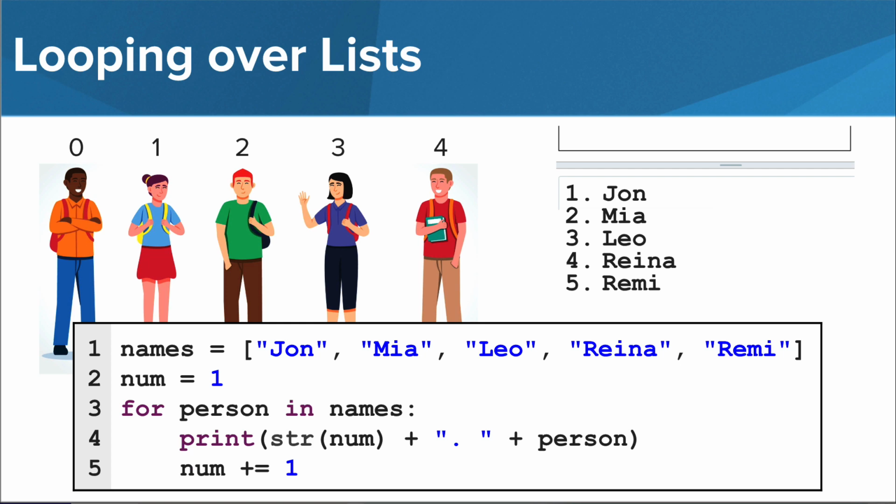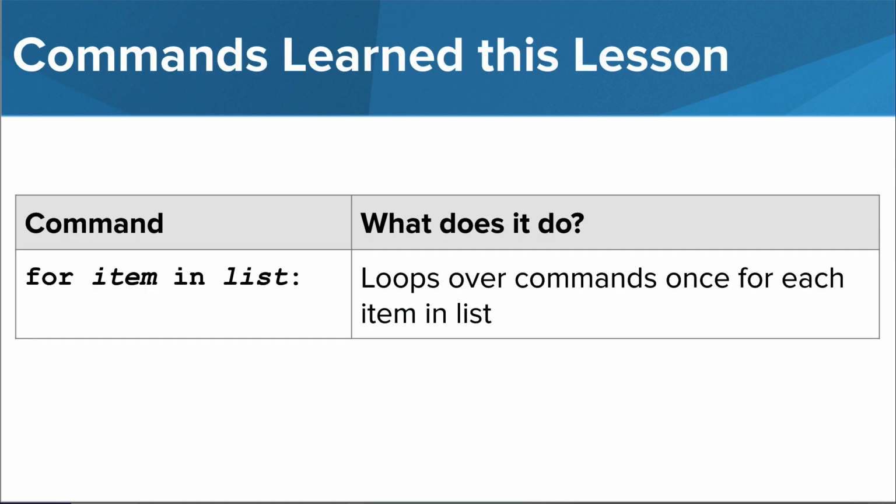A note here is that if you are needing to use the numerical value of the index of an item, as we are here, looping over the list using the range function and the value of i is a better choice. If you are simply needing to access the values of items in a list, looping over the list this way is the way to go. In this lesson, we learned how to loop over items in a list using the for item in list syntax.